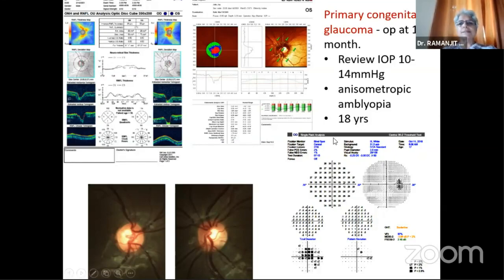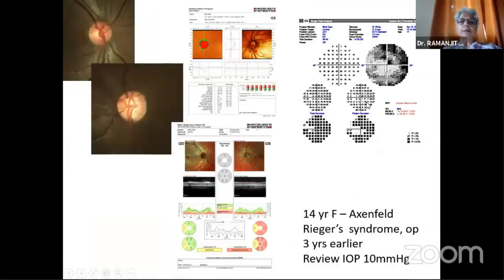So just a couple of cases. This is a child with primary congenital glaucoma. We operated at 1 month of age. The child is now 18, and you can see the review IOPs have been consistently between 10 and 14. And our OCTs, our HRT, and the fundus show us that the neuroretinal rim is absolutely normal, and these fields in both eyes are absolutely normal. But because there was a difference between the right eye and the left eye as far as the stretching of the cornea is concerned and the axial length, there is an anisometropic amblyopia.